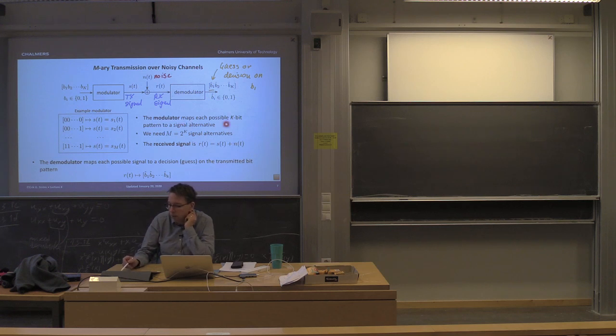So the modulator maps all possible k-bit patterns into a signal alternative, and we have a number of signal alternatives. How many do we need? Well, if we have a k-bit pattern, we know that we have 2 to the power of k possible inputs, which means that we need 2 to the power of k possible outputs. Right?